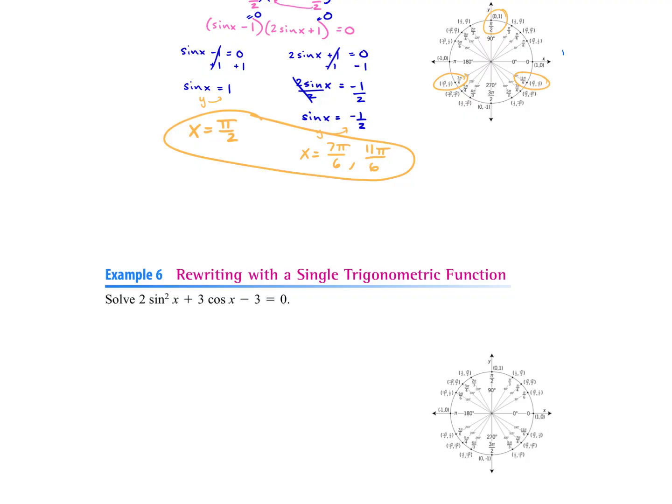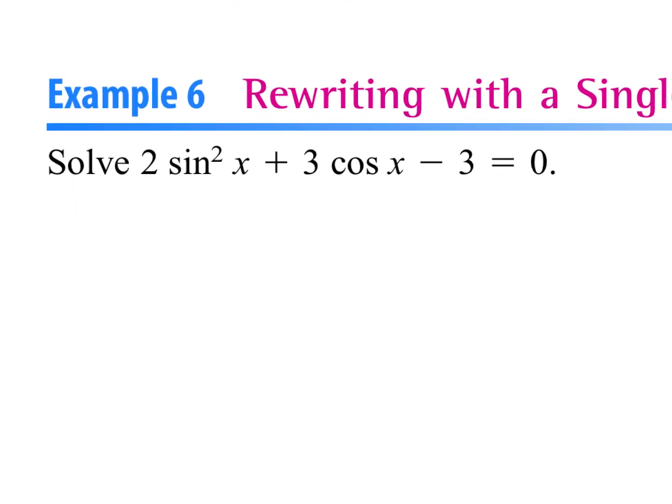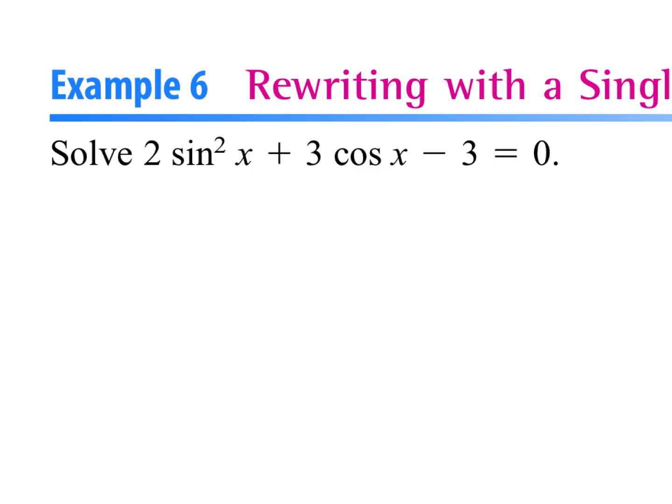Let's look at example 6. So here, one of our trig functions is squared, and the other one's not. So that gives us an idea that we're going to have to factor. However, we can't factor when our two trig functions are different. How can we make them be the same trig function?